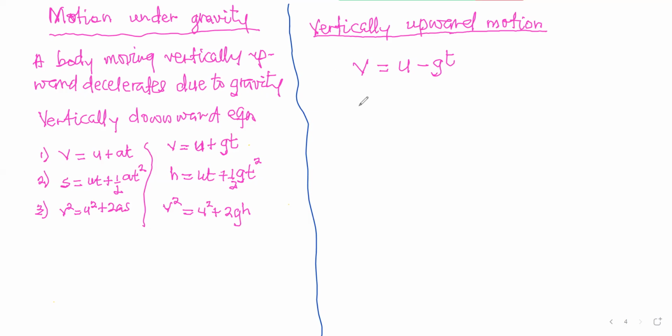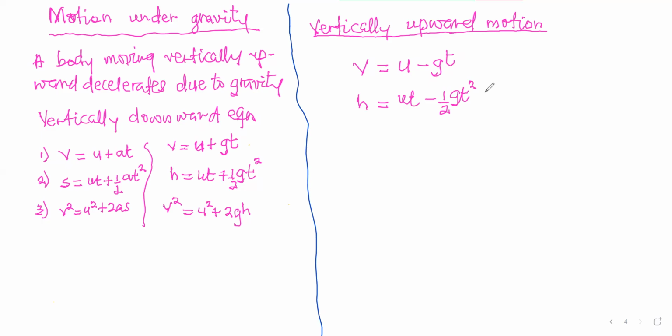The plus is going to be negative. So H is equal to ut minus half gt squared. This is because the body, when it's going up, will decelerate, but the deceleration is due to who?